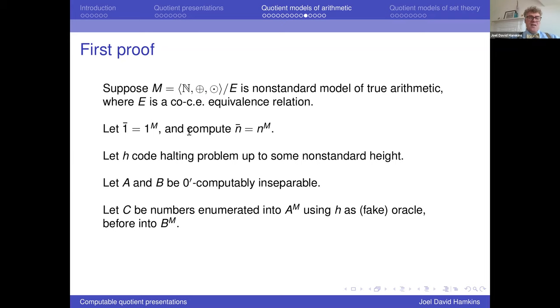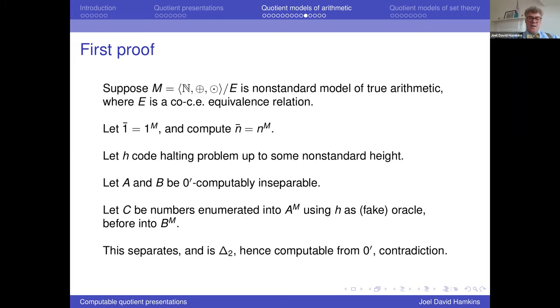And then we can use this fake zero jump. It's the non-standard version of zero jump up to some non-standard height. The model thinks it's finite, but it agrees with the actual zero jump on the standard numbers. So I can use that as an oracle for computation, and I can let C be the numbers that are put into A using that fake oracle before they're put into B. So this is going to be a separating set.